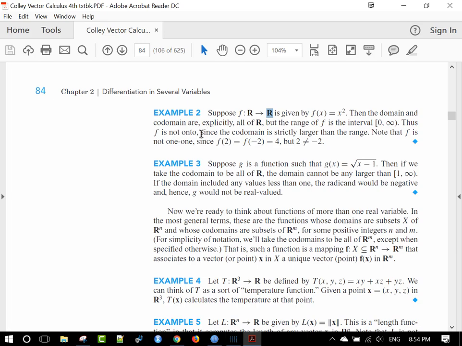Okay, also note that f is not one-to-one. For example, if you put in 2 and negative 2, that's in the domain, right? You can have negative numbers in the domain. You can't have them in the range. But anyway, if you put in 2 and negative 2, they both get mapped to 4. But 2 and negative 2 are not the same. So we have two different elements in the domain going to the same element in the codomain.